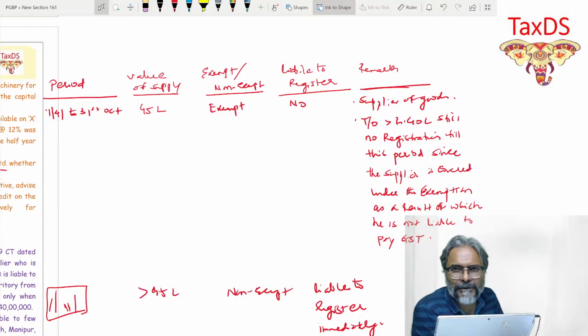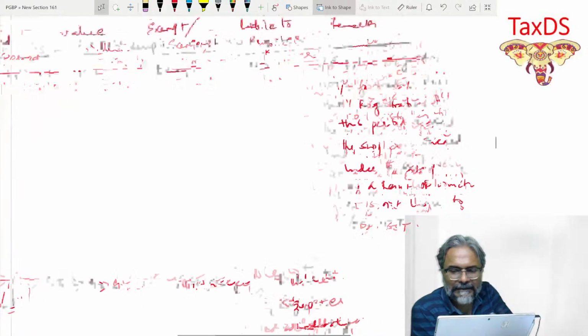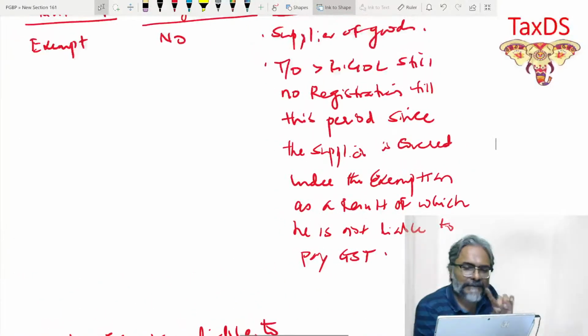Now just have a look at the remark side, students. So far as the remark side is concerned, I have given two remarks. First is that he is a supplier of goods, and the second one is that the turnover is more than rupees 40 lakhs. Still no registration.